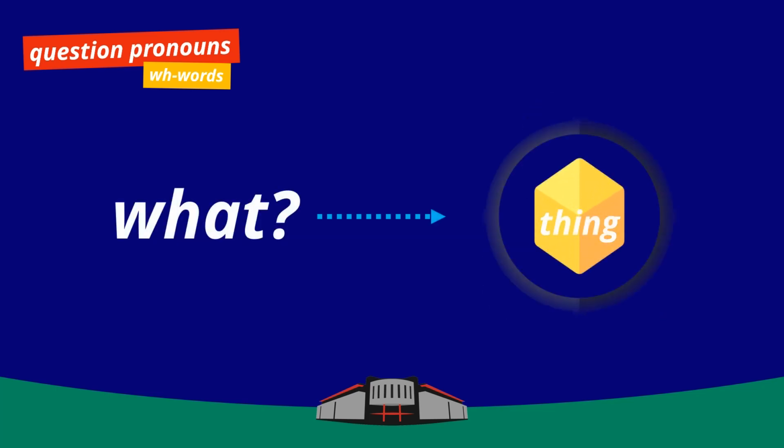You use what when you want to talk about an object or a thing and you want to ask a question about that. For example, what is that thing over there? Or, what are you doing?